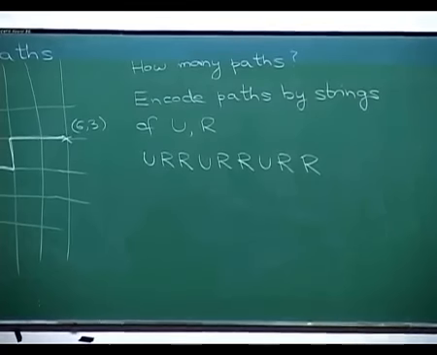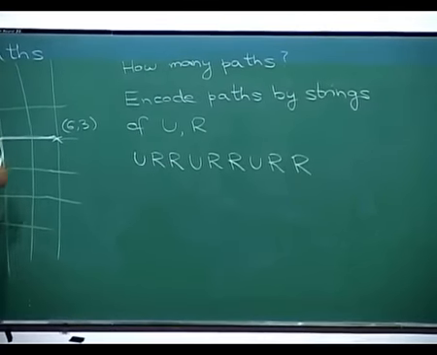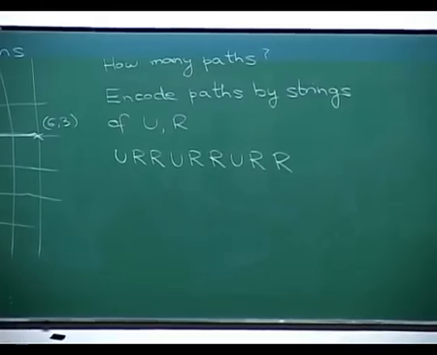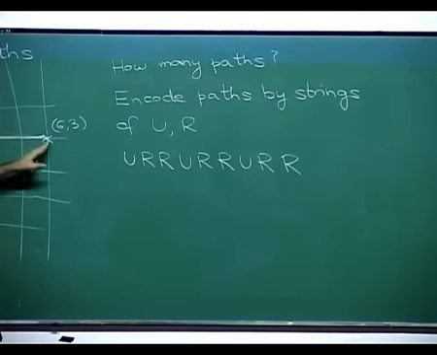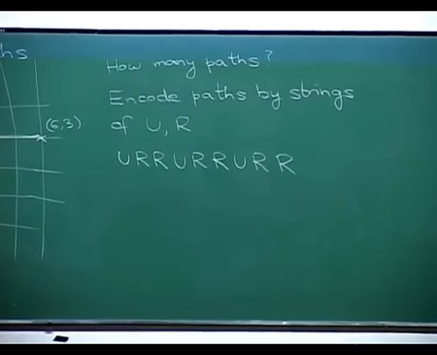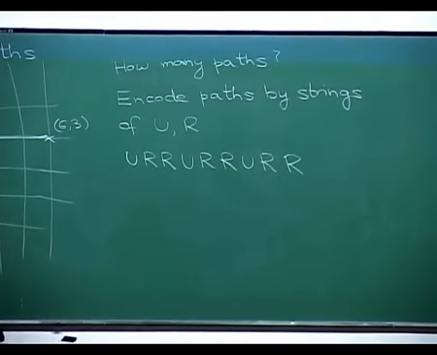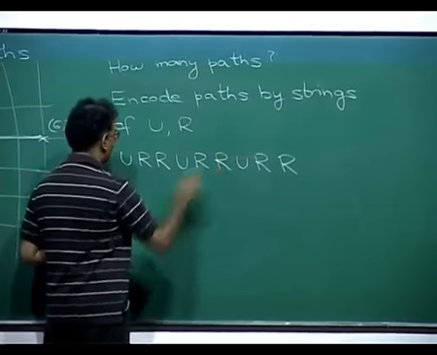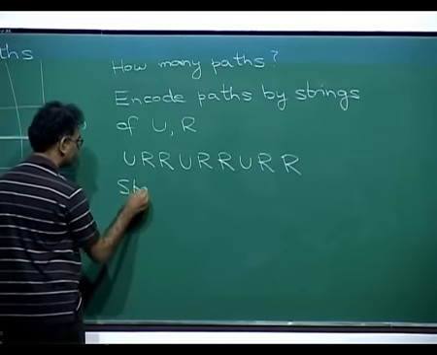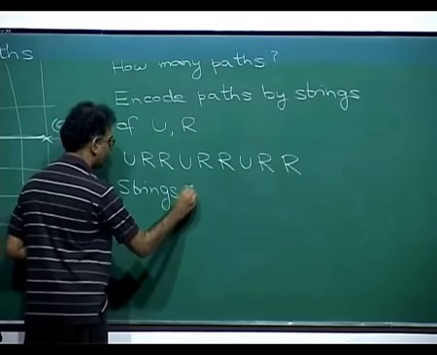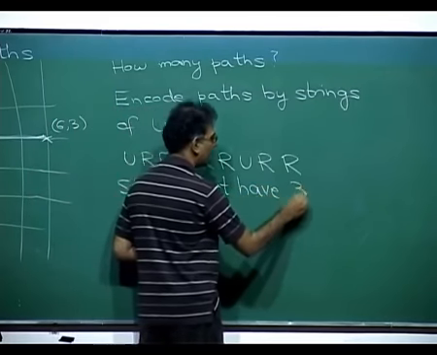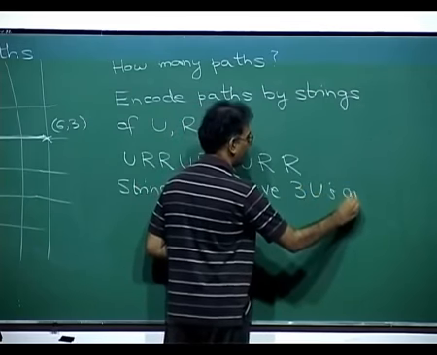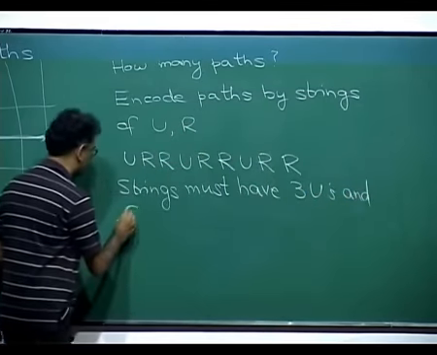Now we want to get from 0, 0 to 6, 3, which means to go from here to there, you'll have to go up 3 units and to the right 6 units. This you'll have to do in some fashion or the other. So all your strings must have 3 U's and 6 R's.